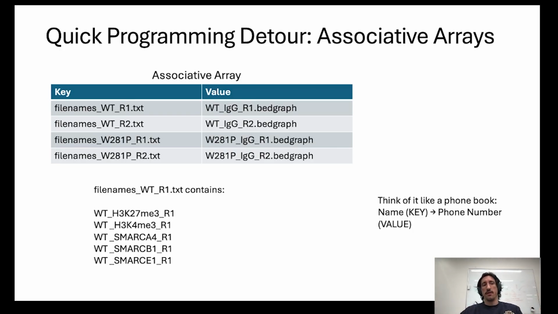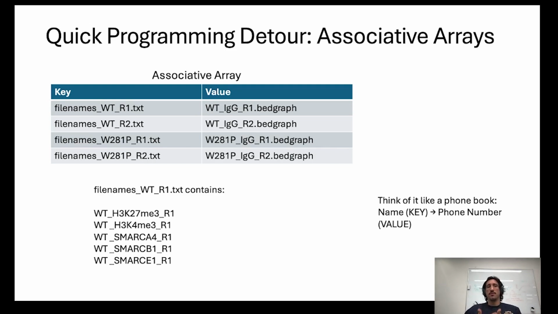Associative arrays are a little bit different. They store pairs of information. You can have a key and you have a value. And these keys can have multiple values associated with them. As you can see, this file names underscore wild type underscore rep1 has 5 different lines within it. And so this phone book has a kind of nested text file associated with this key, and it also will have an attached value. And this is really helpful when you're trying to link a control to multiple input files.